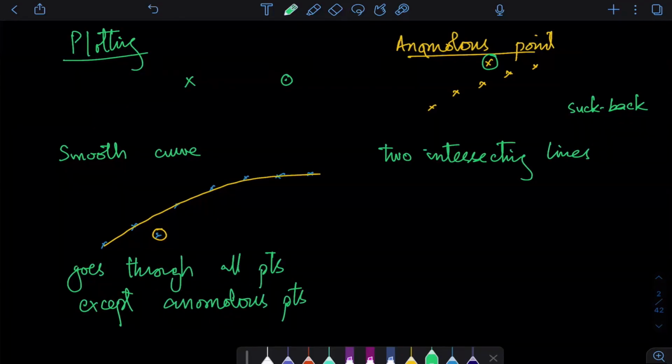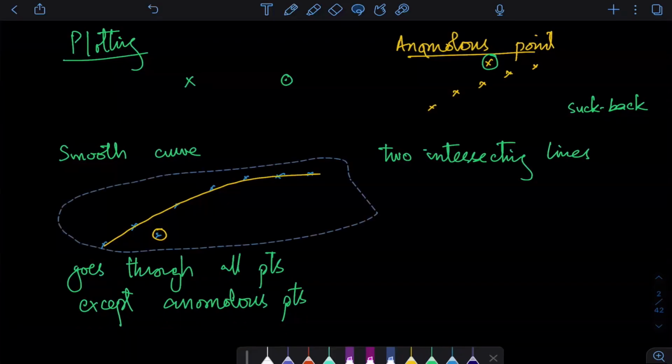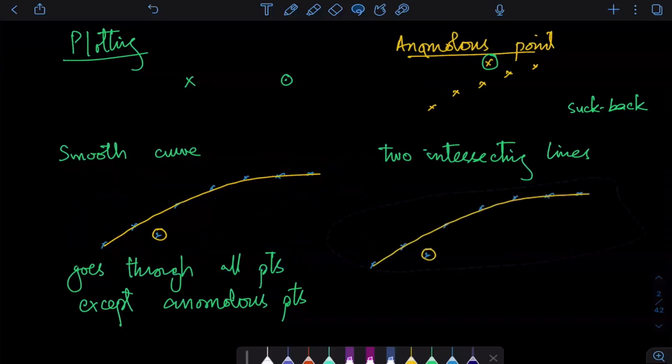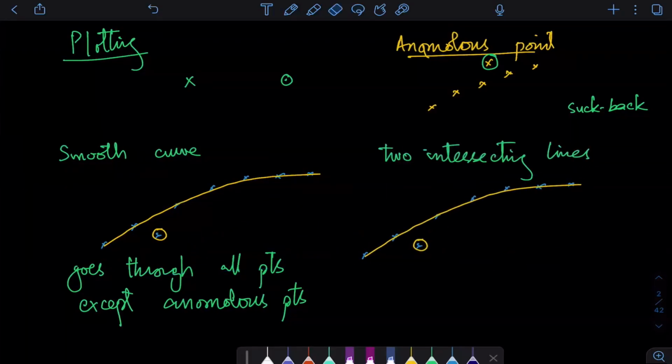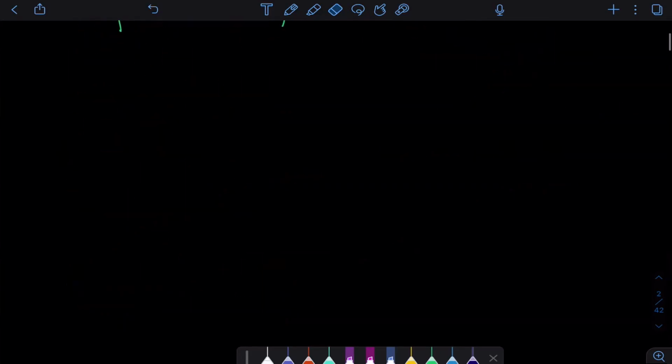अच्छा, intersecting lines क्या होती है? Intersecting lines में क्या होता है कि let's suppose यही situation है, एग्जामिनर ने हमसे यही पूछा है कि इसी को ड्रॉ करो, but this time they have asked you to draw two intersecting lines. So again, you will ignore the anomalous point and now you will draw the line of best fit. Now, line of best fit क्या होती है? Line of best fit tells you two things.